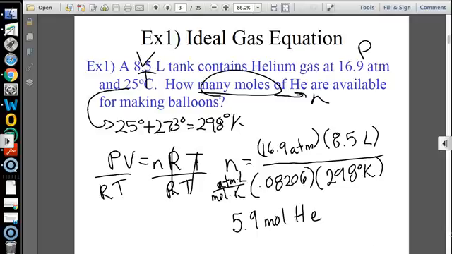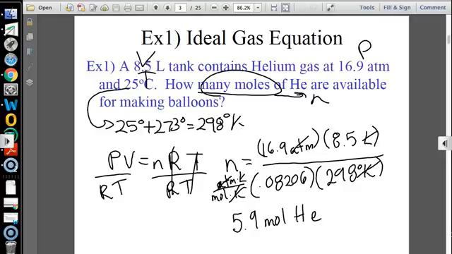So if you go to canceling, atm cancels, liters cancel, and you're left with moles on the bottom of this fraction. When you solve everything out, because you're dividing by 1 over moles, you're really multiplying by moles. I'll catch you next year on this. It's not worth it for this class. You know you're solving for moles. There's 4 variables you stick in, so it's not a big deal.